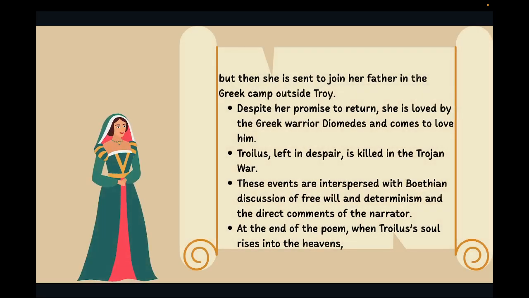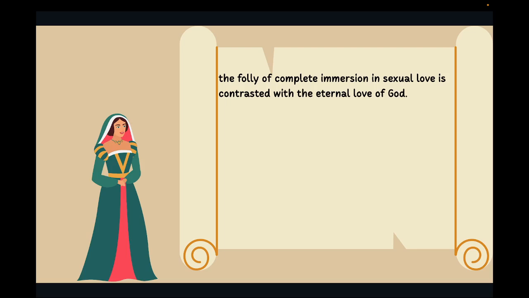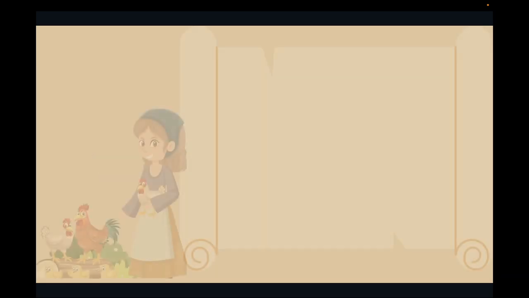But then she is sent to join her father in the Greek camp outside Troy. Despite her promise to return, she is loved by this Greek warrior Diomedes, and she comes to love him as well. Troilus, left in despair, is killed in the Trojan War. These events are interspersed with Boethian discussion of free will and determinism, and the direct comments of the narrator. At the end of the poem, when Troilus' soul rises into the heavens, the folly of complete immersion in sexual love is contrasted with the eternal love of God. So yeah, we have some Platonic themes going on in here.